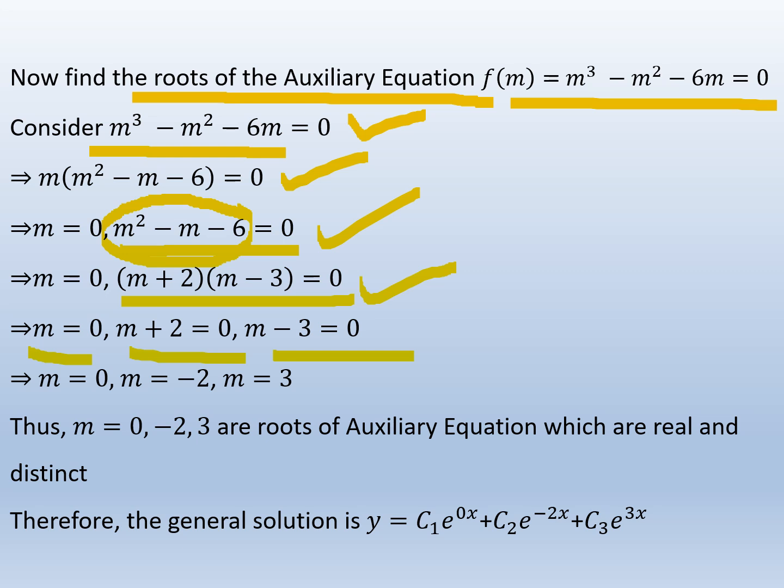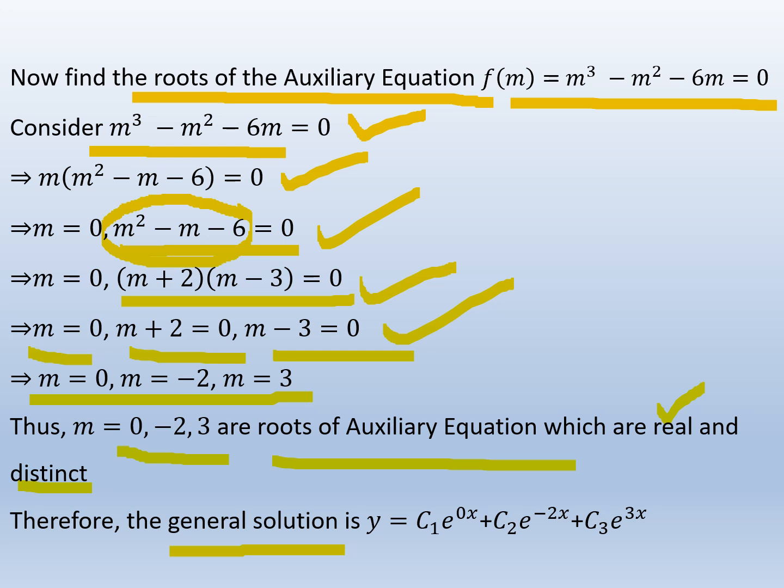Now, from these equations, we get the values of m, which are m is equal to 0, m is equal to minus 2, and m is equal to 3. Thus, m is equal to 0, minus 2, 3 are the roots of the auxiliary equation, which are clearly real and distinct. Therefore, using these roots, we can write the general solution for the given differential equation like this.